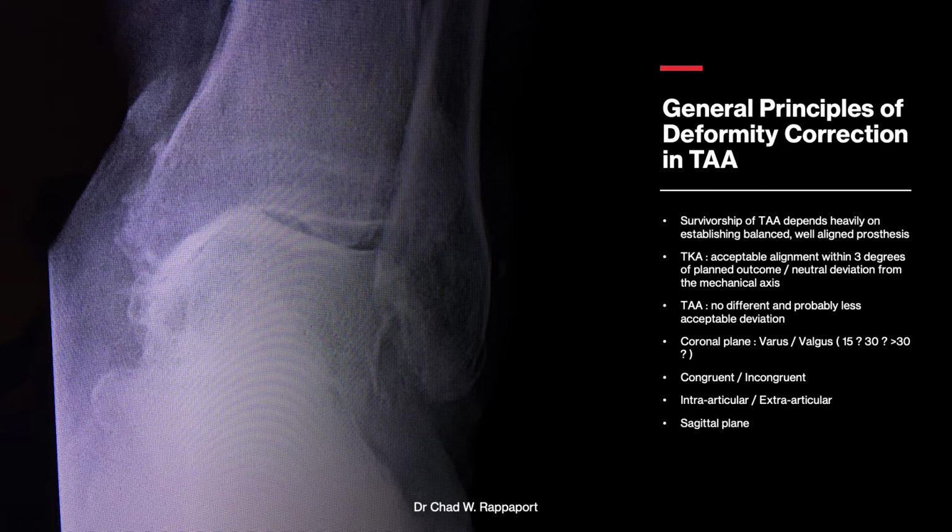In the coronal plane, which can obviously either be varus or valgus, years ago the extent of deviation from neutral in the coronal plane manageable with TAR was around 15 degrees, and that has risen to 30, if not more. There's significant literature out there showing that there quite possibly may be no maximal degree of coronal plane malalignment that can't be reduced to an acceptable limit with total ankle arthroplasty. And these deformities are generally considered to be congruent or incongruent or intra-articular or extra-articular. We'll talk about this more in a few minutes.